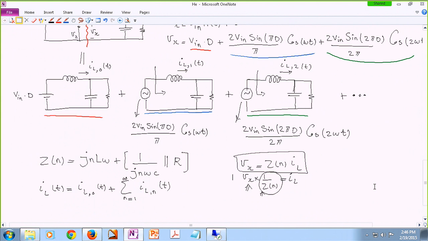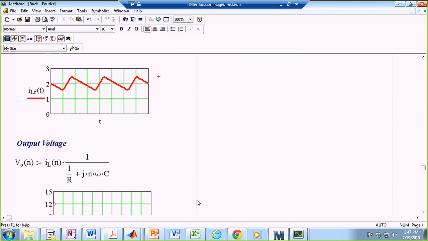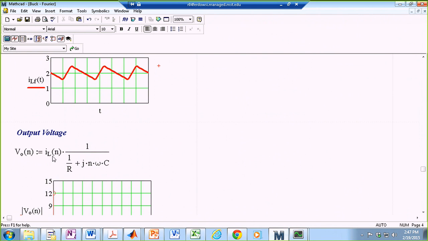So all I have to do is say V out is IL times this Z, let's call it ZX, and ZX is nothing but a resistor in parallel with a capacitor. All right, something like this. So this is what I'm doing over here. I'm again saying the output voltage is the inductor current times a resistor that is placed in parallel with the capacitor.